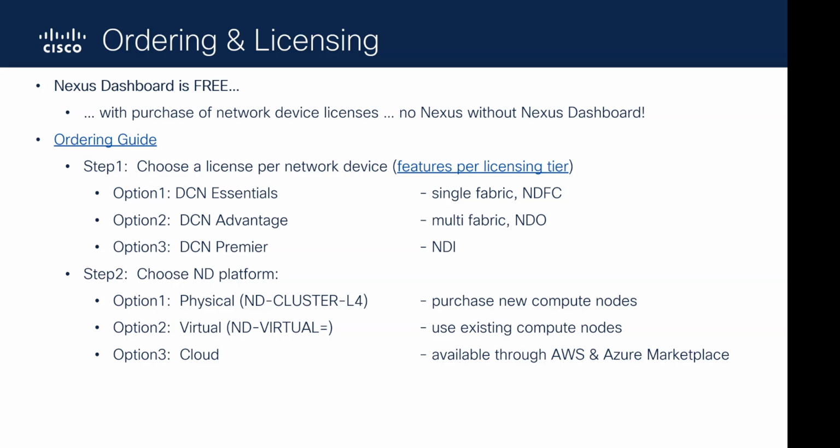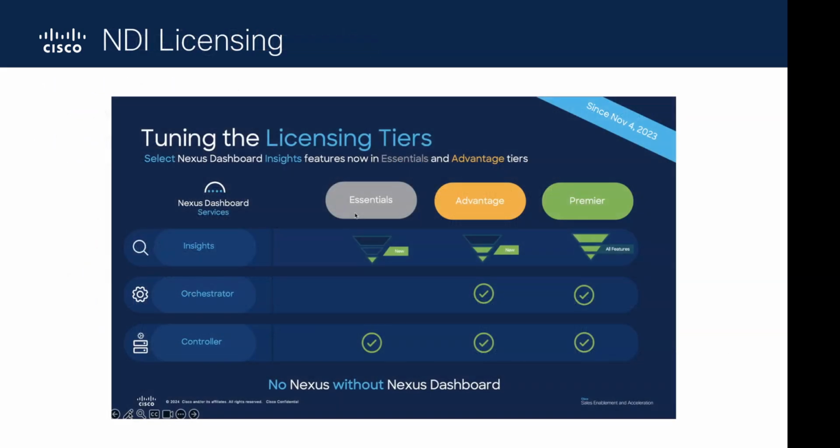Now, I mentioned the full features at the Premier licensing tier for NDI, but that's no longer necessary, meaning that if we look at this portion of the diagram I'm currently showing, the Essentials tier is going to give you access to some features of Nexus Dashboard Insights. The Advantage tier is going to give you more access, and the Premier tier is going to give you full access to all of the features of NDI. So, you can still get some access to NDI features with Nexus Dashboard Fabric Controller in the Essentials tier, but you get more features in Advantage and again, full features in Premier.